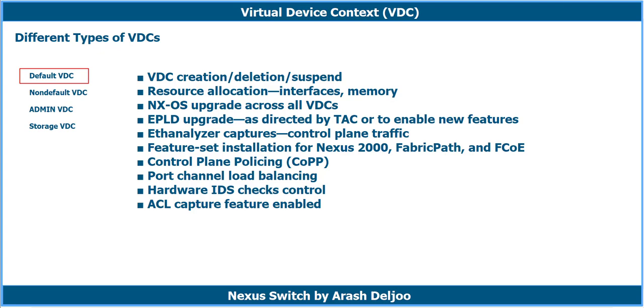Analyzer capture of control plane traffic. Then feature set installation for Nexus 2000 Fabric Extender and FCoE. And then control plane policing, or CoPP. Port channel load balancing, hardware IDS checks control, and ACL capture feature enabled. Okay, with CPU shares, you don't dedicate a CPU to a VDC, rather you give access and assign priorities to the CPUs. Okay, CPU shares are supported only with Supervisor 2 or 2E.